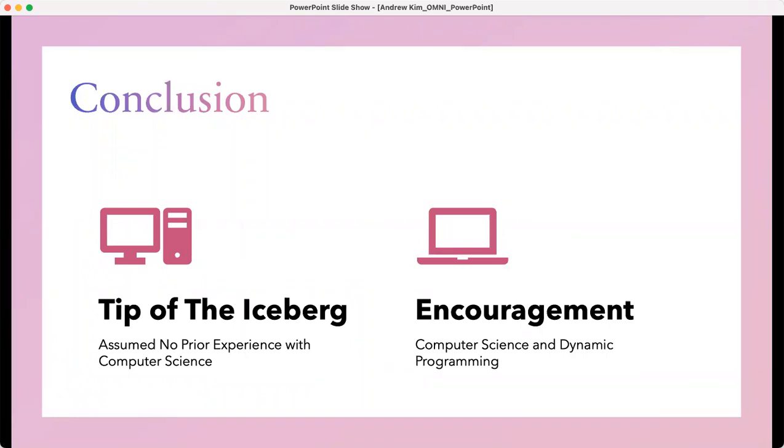My presentation has only touched on the tip of the iceberg because I tried to keep it simple and easy to understand for everyone, assuming no prior experience with computer science. And there's a lot more for you to explore about dynamic programming. I hope my presentation ignited your interest in computer science and dynamic programming, as computer science and dynamic programming are now an important aspect of our lives, and they affect and influence our lives in so many ways. Thank you.